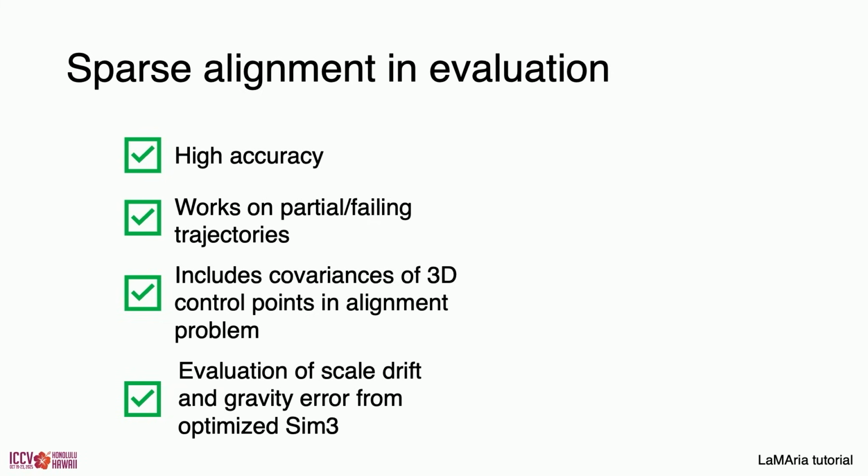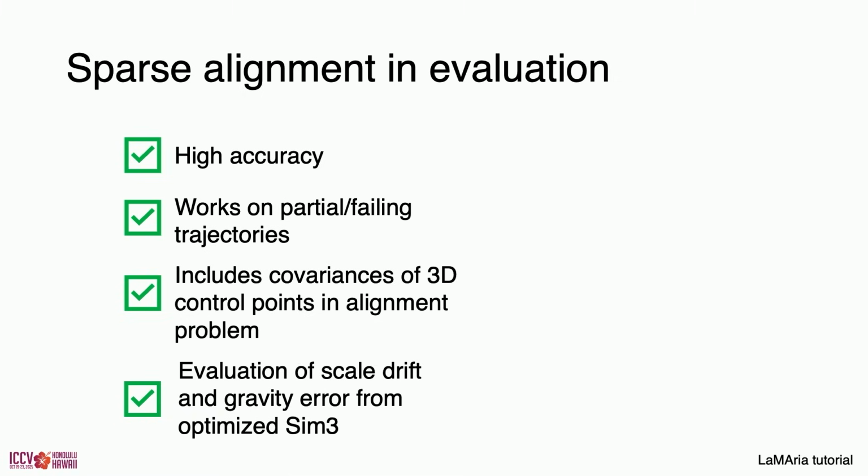In this sparse alignment, what we can also do is add the covariances of these 3D points in the alignment problem as well. So if, let's say, we don't have a Z measurement for a control point, we can set a very high covariance to that Z in this alignment problem.